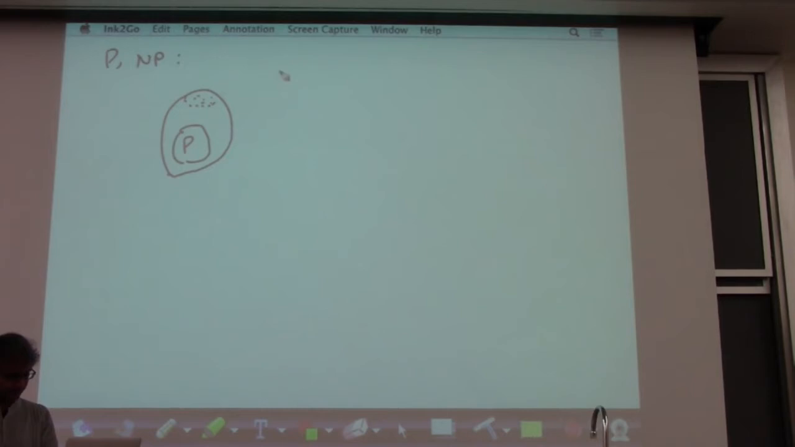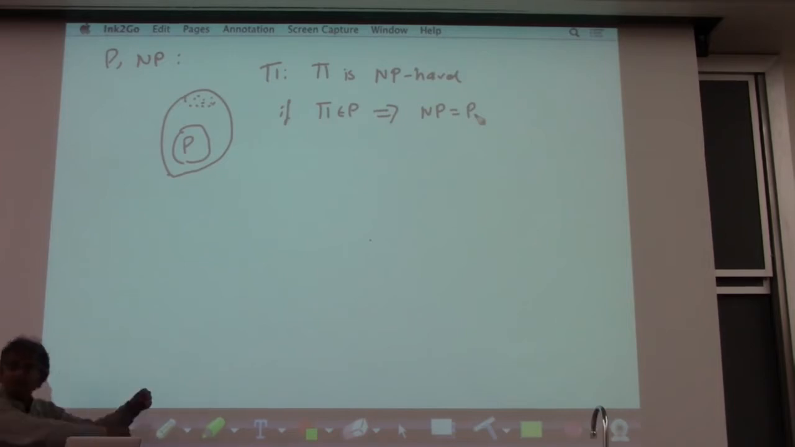Let's think of a problem, let's call it pi. And we'll say that pi is NP hard, so it's hard for NP, if showing that this problem can be solved efficiently pulls all of NP into efficiently solvable. This is clearly one of the hardest problems, but if I can solve this, I can solve everything. That's the idea.